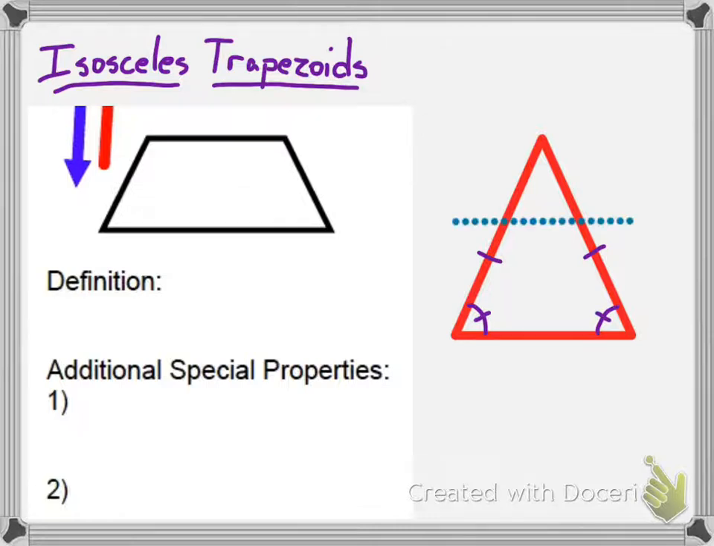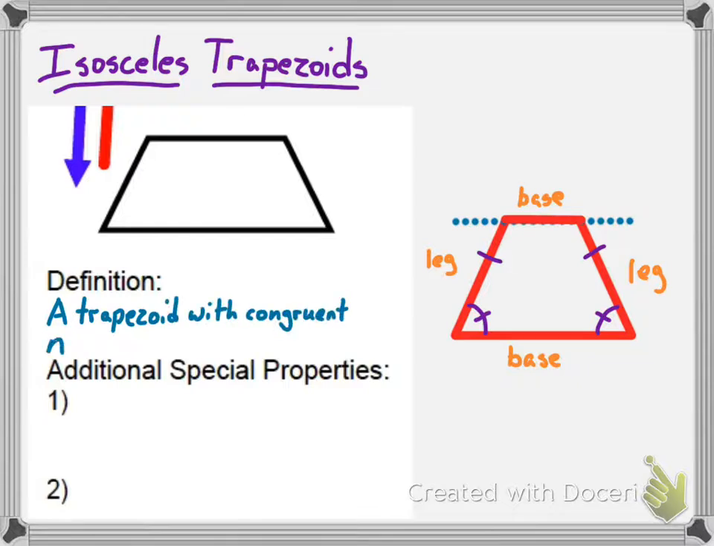An isosceles trapezoid is very similar. All we've done, so if we just cut off the top of this isosceles triangle, right here, we have an isosceles trapezoid. So let's do that. So we have an isosceles trapezoid that has now two bases, a top and a bottom base, and two legs.